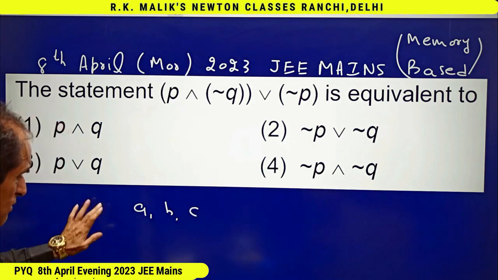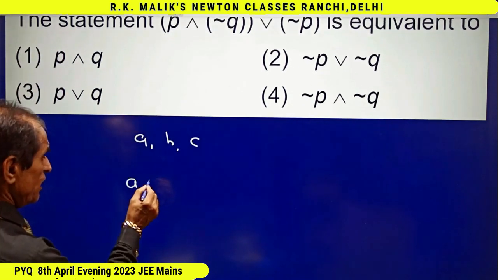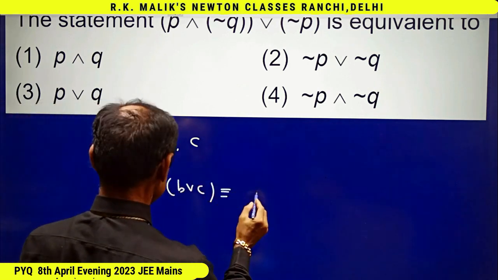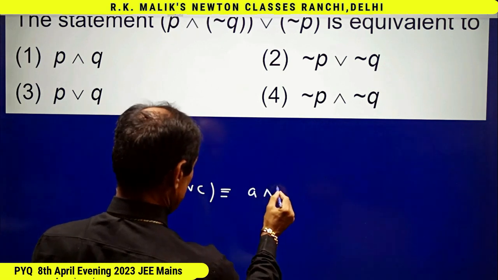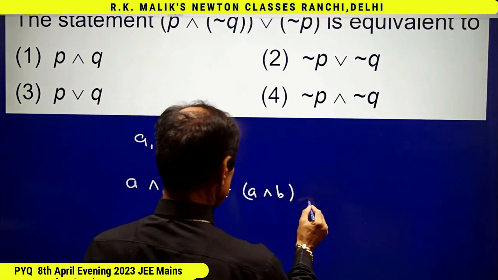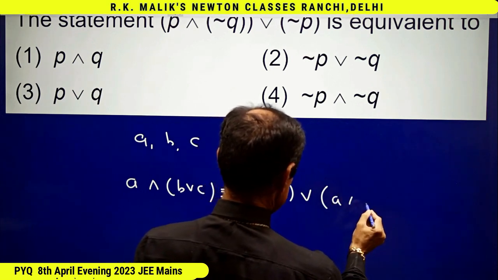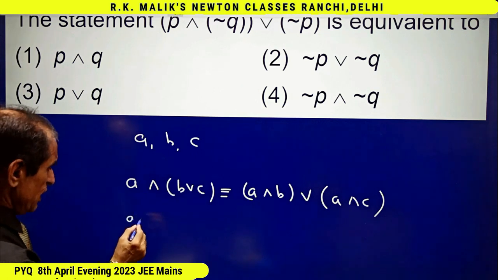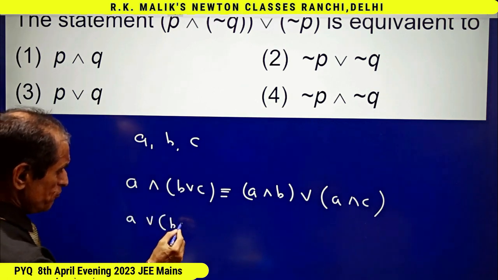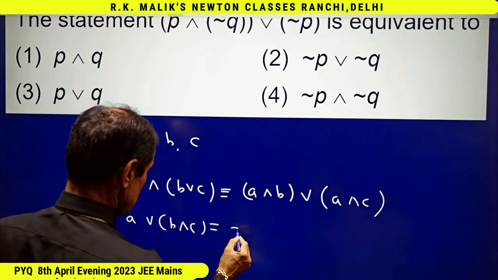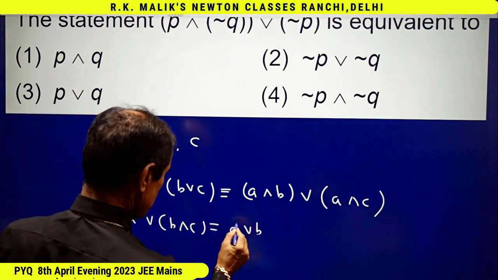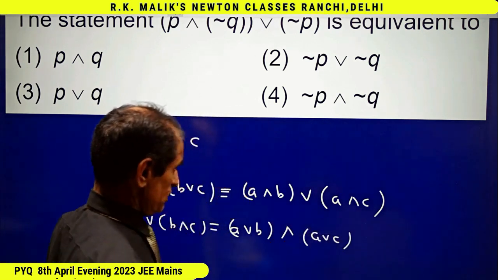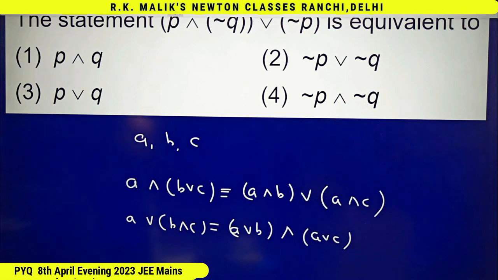are three statements, then A and B or C is equivalent to A and B or A and C. And one more is A or B and C is A or B and A or C. You must remember these two formulas.